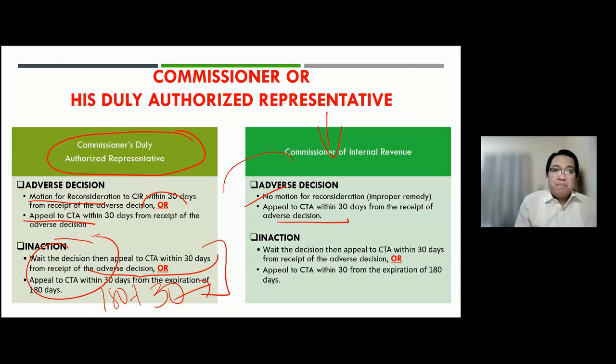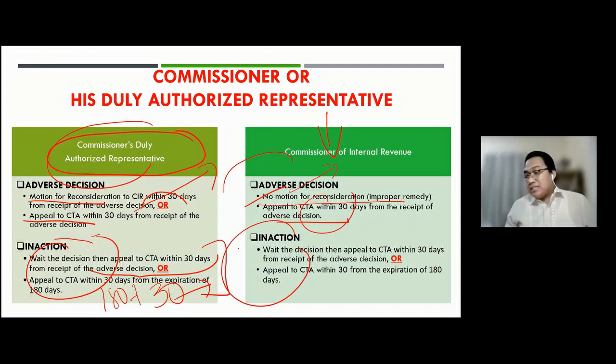Nakita mo yung pagkakaiba? Kasi dito sa duly authorized representative, pwede ka mag-MR sa Commissioner of Internal Revenue. Pero kung Commissioner of Internal Revenue na nag-decide, walang MR. Apila lang. Okay? In case of inaction, same remedy. Wait until there is a decision, then appeal within 30 days. Or upon the expiration of 180 days, appeal to the CTA within 30 days. Okay? So yan, ang mga remedies mo, depende kung sino ang nag-decide o sino ang mag-decide.